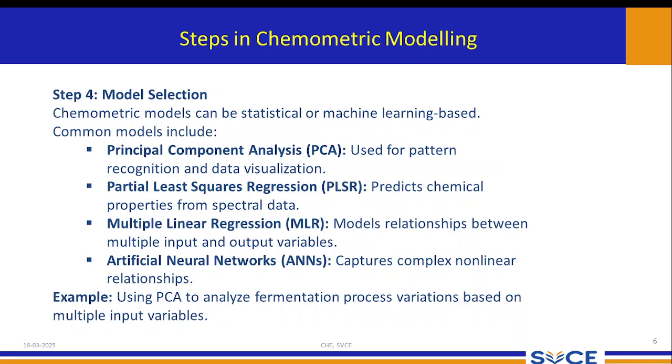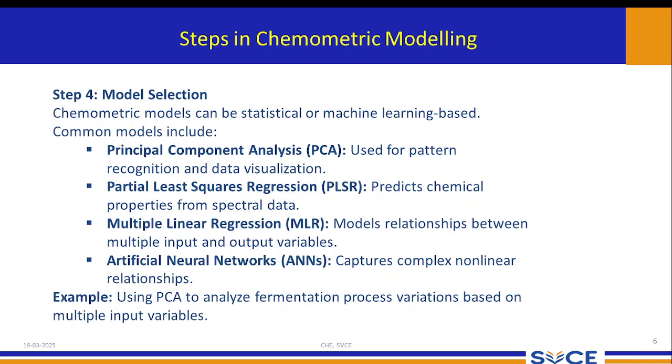Multiple linear regression models the relationship between multiple input and output variables, that is, dependent and independent variables. Artificial neural networks capture complex nonlinear relationships. Most of the reactors and chemical engineering equations come under nonlinear equations, either logarithmic, exponential, quadratic, or polynomial.